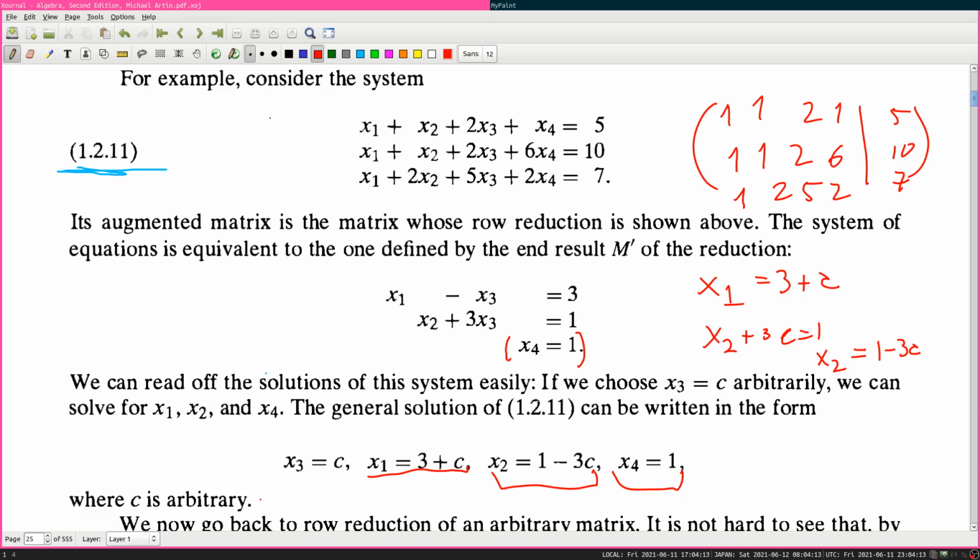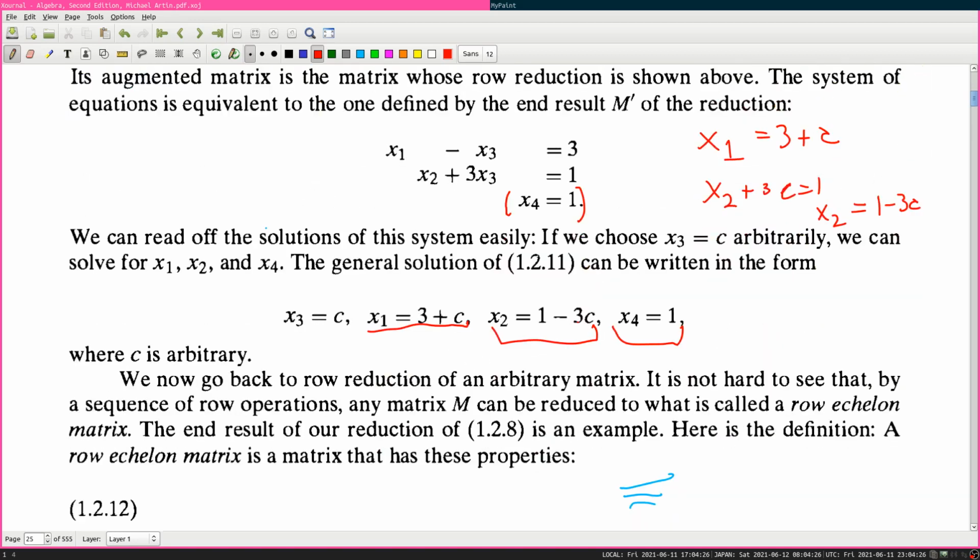The general solution of 1.2.11, which is this, can be written in the form, exactly what I said: x3 equals c, x1 equals 3 plus 3c, x2 equals 1 minus 3c, and x4 equals 1, where c is arbitrary. Now we go back to the row reduction of an arbitrary matrix.